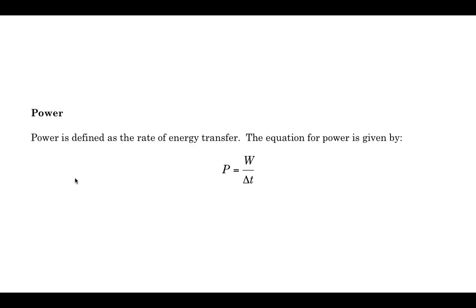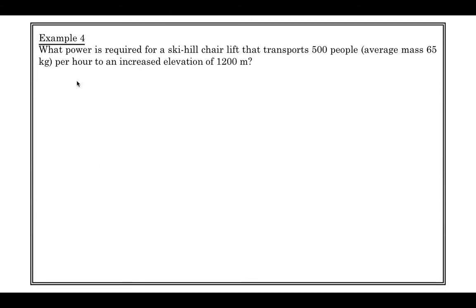All right, last little topic is power, and this is very much a review. Power is, of course, work over time. Okay, so it's the rate that energy is transferred. So however quickly energy is being transferred to a system, that's known as power. All right, so what power is required for a ski hill chairlift that transports 500 people per hour to an increased elevation of 1,200 meters?